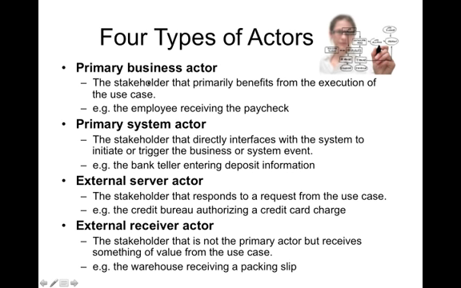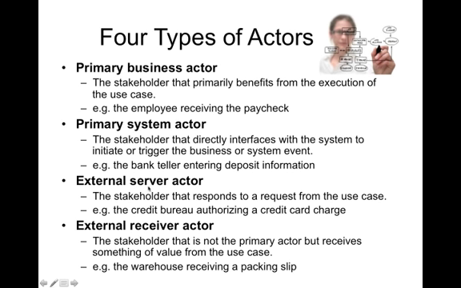The primary business actor, that is the person, the stakeholder that benefits from the execution of this case, right? The example here is using an employee receiving a paycheck. It could be the customer who's placing the order for a sweater. A primary system actor is the stakeholder that directly interfaces with the system. So a bank teller entering deposit information, or the warehouse worker entering the status saying that the item has shipped, or printing the shipping label, those kinds of things.